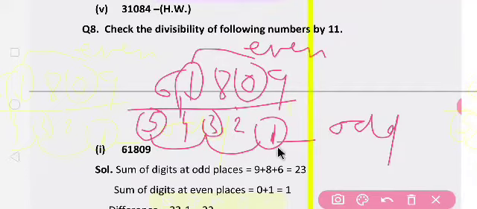Which are the digits at odd places? At 1, 9. At 3, 8. And at 5, 6. Now add this: 9 plus 8 plus 6, which is equal to 23. Sum of digits at even places.